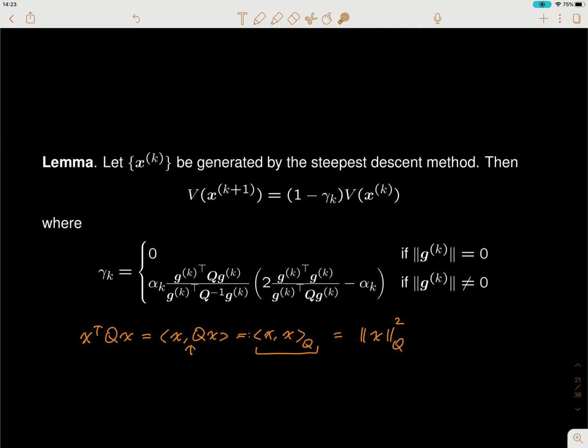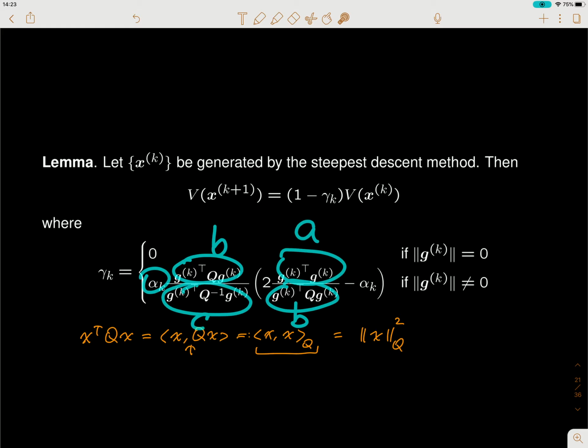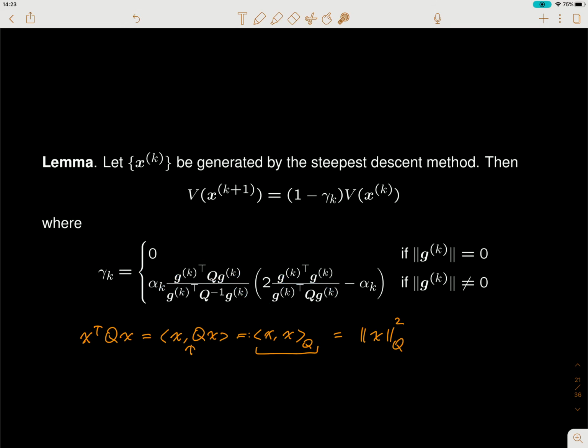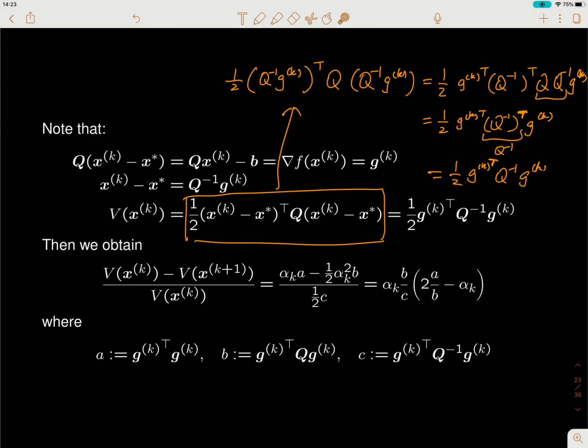So this is alpha k. This is a b. This is another b. This is an a. This is a c. Okay, so you can see the match between the two. Okay, so this is how we finish the proof of the lemma.